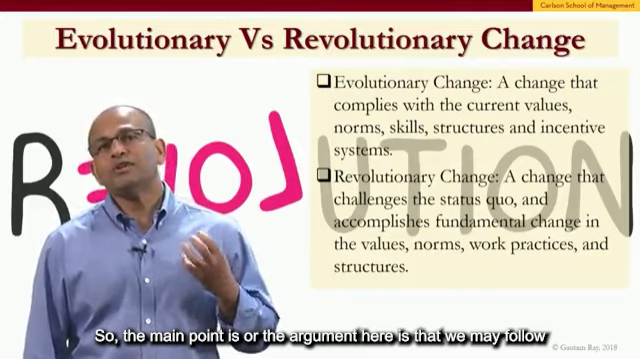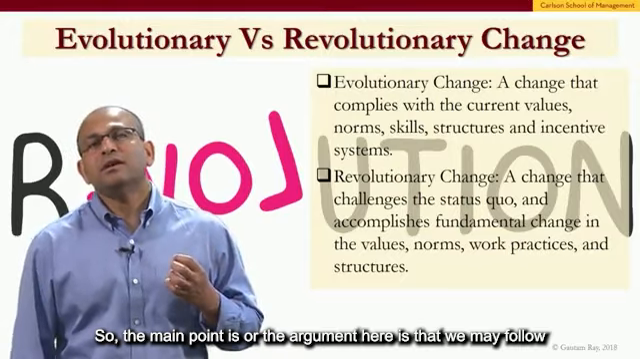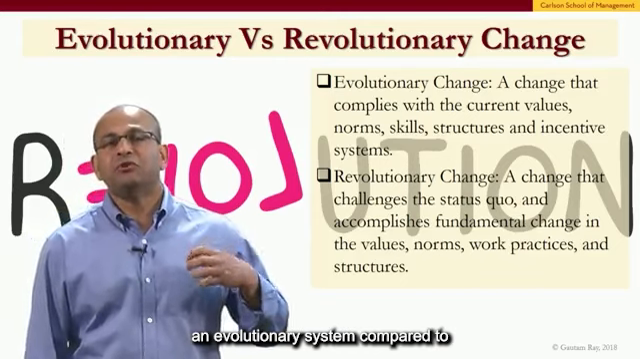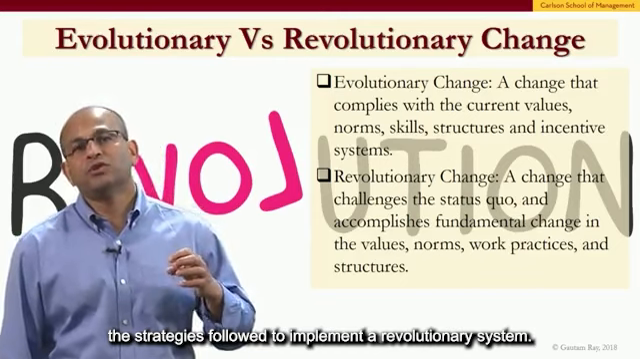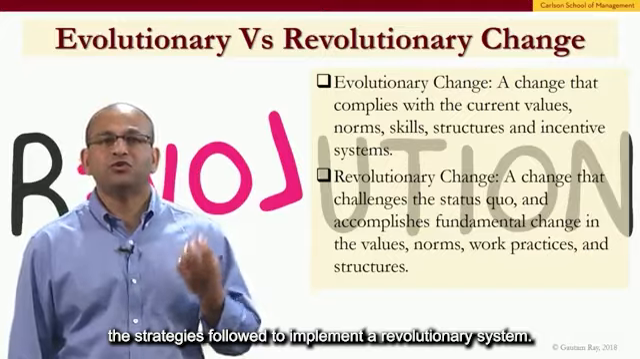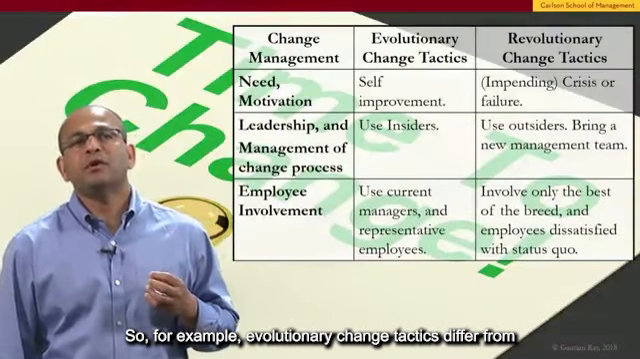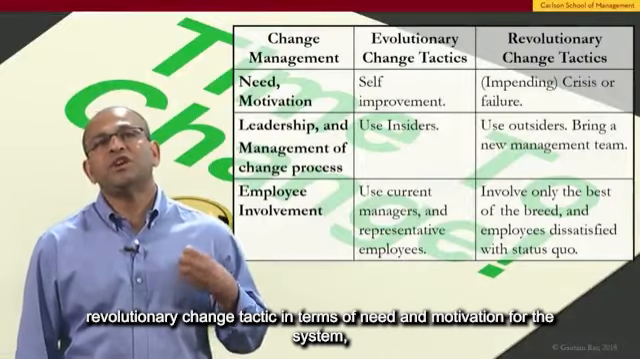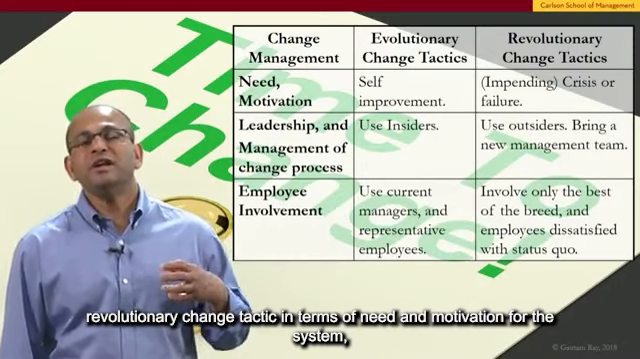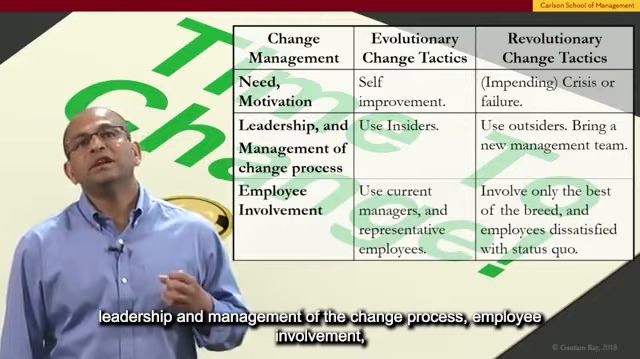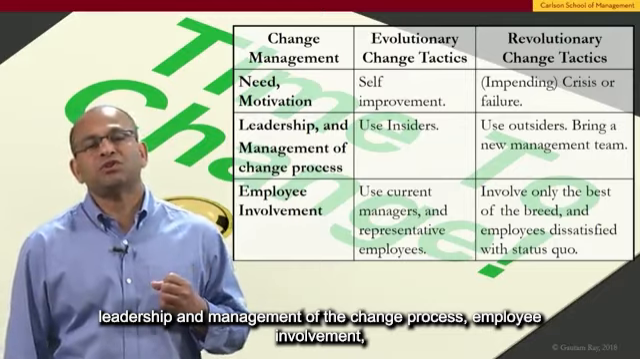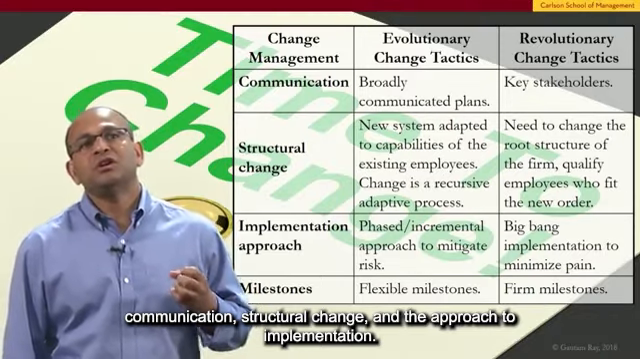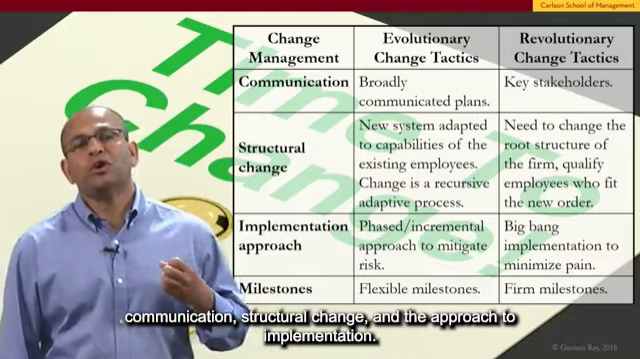So the main point here is that we may follow different strategies to implement an evolutionary system compared to the strategies followed to implement a revolutionary system. For example, evolutionary change tactics differ from revolutionary change tactics in terms of need and motivation for the system, leadership and management of the change process, employee involvement, communication, structural change, and the approach to implementation.